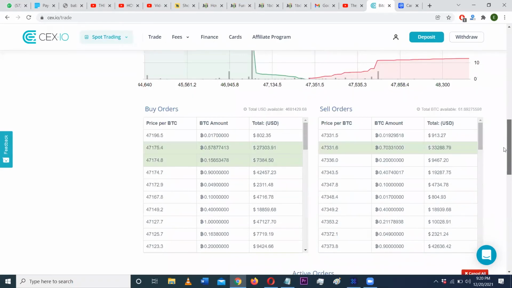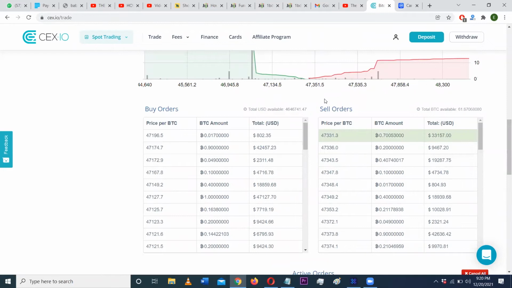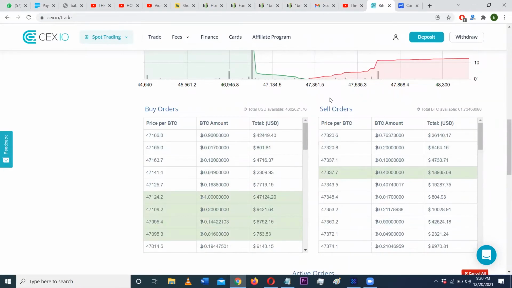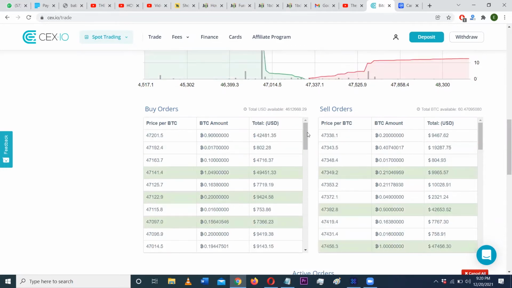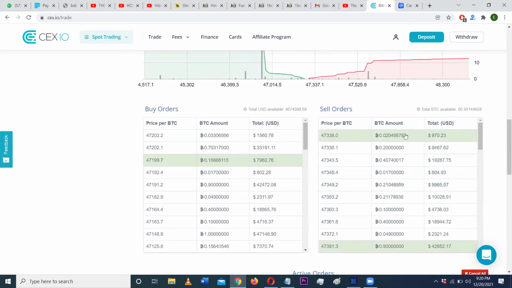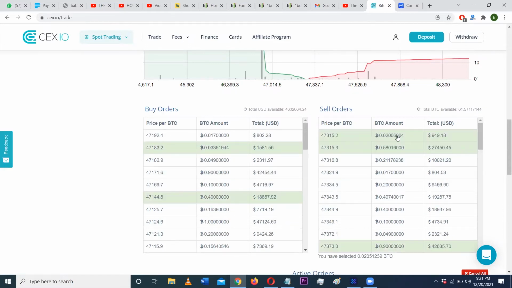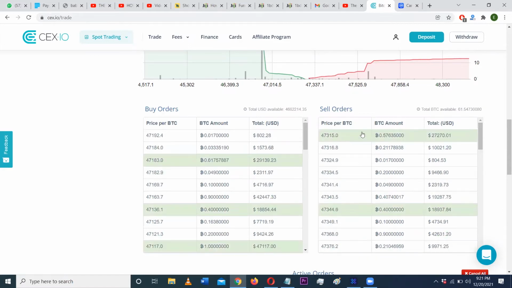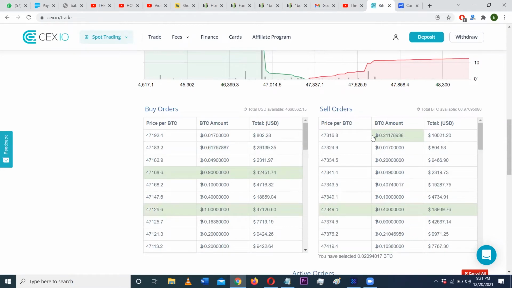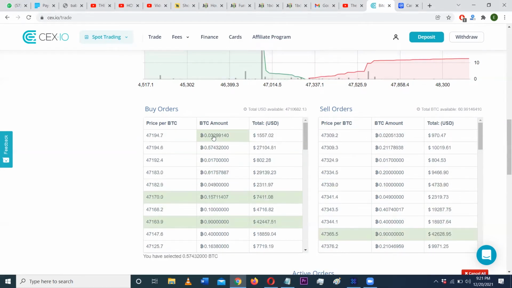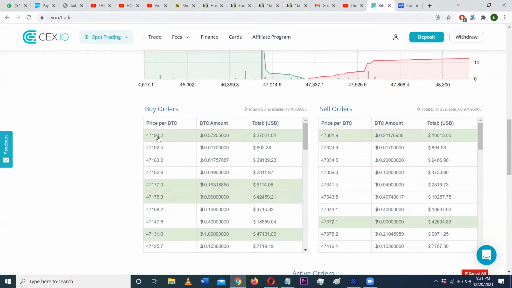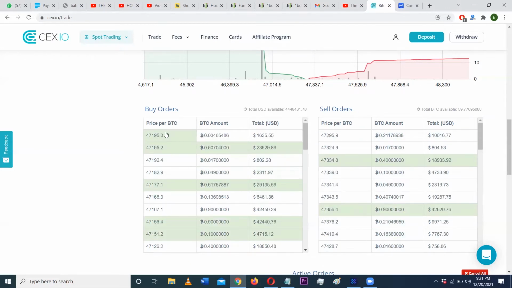when you scroll down, you see a list of buy orders and sell orders. These are different people trying to buy Bitcoin. On the left side, these are people trying to buy Bitcoin, and on the right-hand side, you have people trying to sell Bitcoin, and the first person here is trying to sell 0.02 worth of Bitcoin at this price. This person is trying to sell this amount of Bitcoin at this price. I think somebody has joined. This person is trying to buy at this price. I don't know if you guys understand what I'm saying.